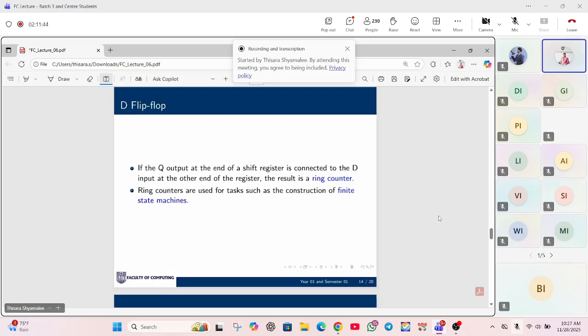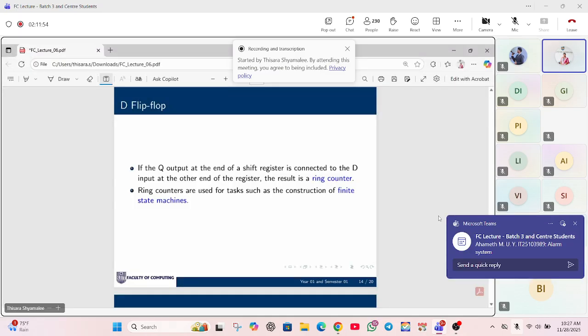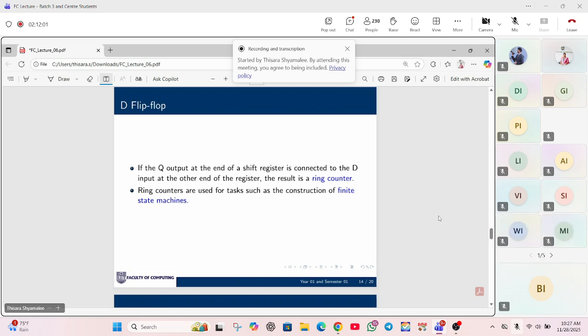So mainly, registers are used with these flip-flops. How to explain that one? Okay, so I will finish this lecture and then come to your questions.